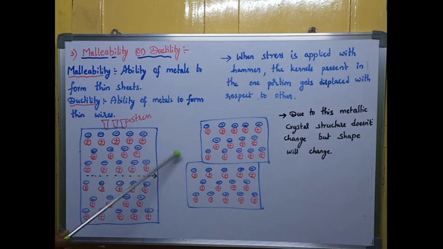So when you are applying some stress, there is a movement of the kernels from one position to another position. Due to this, the internal metallic structure is not changing, but there's a change in the outside shape. So whenever the shape changes, it can be molded into different forms, that is, it can be molded into thin sheets or into thin wires. So this is a very important property, that is malleability or ductility.